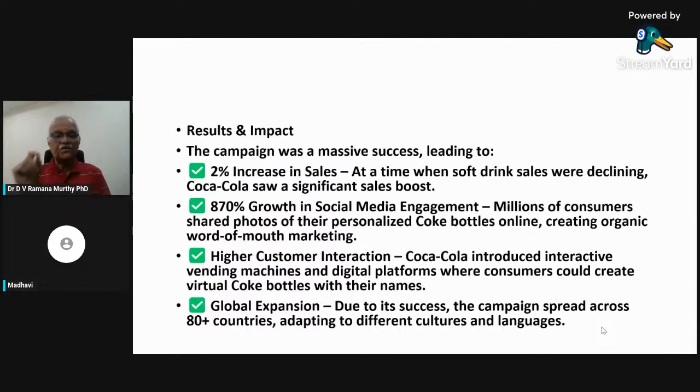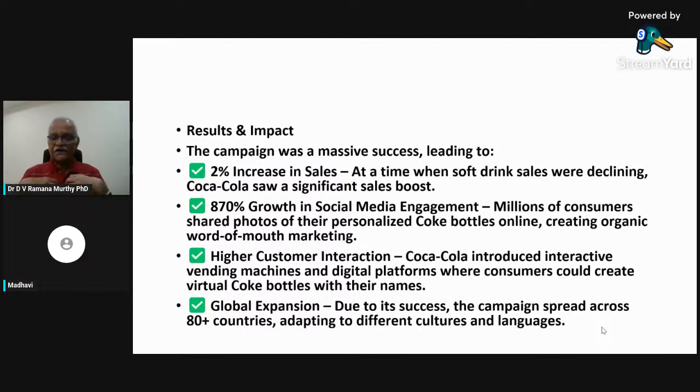870% growth in social media engagement. Something interesting: billions of consumers shared photos on their personalized Coke bottles. They engaged themselves, because I'm excited to see my photograph on a Coke bottle, right? They're freely doing that exercise. It's something like excessive, organic word of mouth marketing.